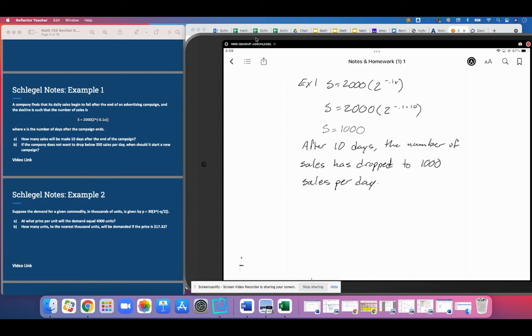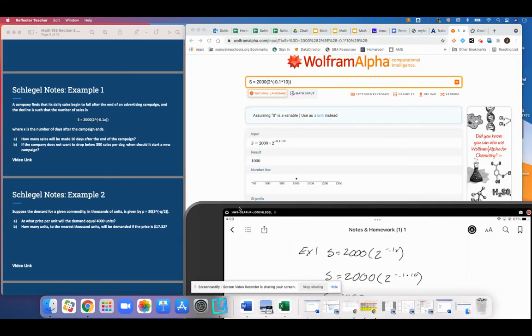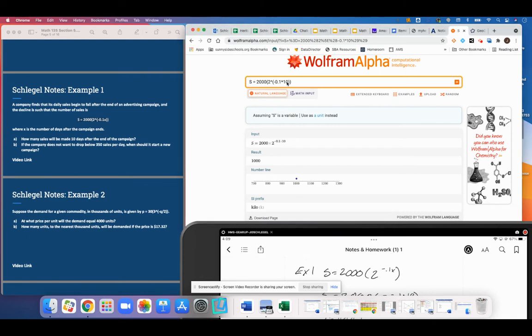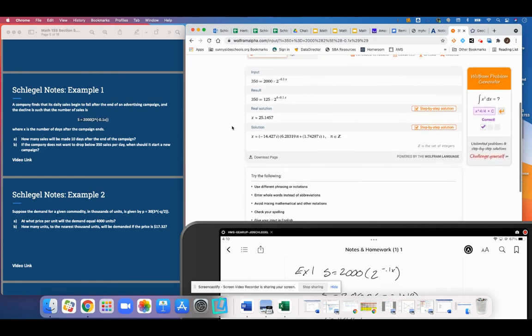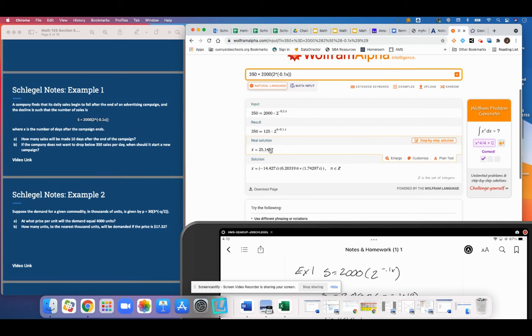We were also asked, if the company wants to not drop below 350 sales per day, what do they need to do to pull that off? So we're going to replace the 10 with the x and bring that back, and we're going to have 350 as our total sales. It looks like the real solution is 25.14.